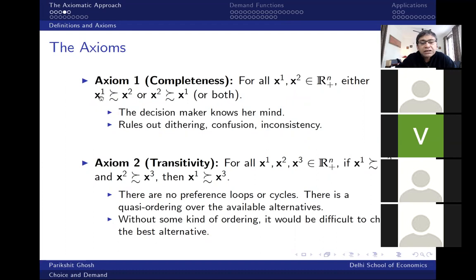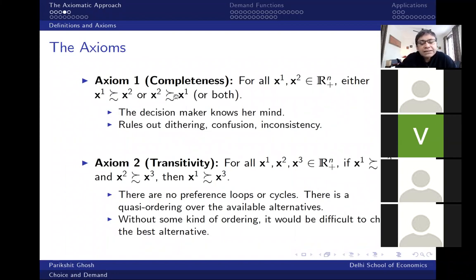Either the consumer will tell us, I weakly prefer x1 to x2, or I weakly prefer x2 to x1. And sometimes the consumer can say both. We are not ruling that out. Of course, when the consumer makes both of these statements, then that means the consumer is indifferent between the bundles x1 and x2. That's how we have defined indifference.